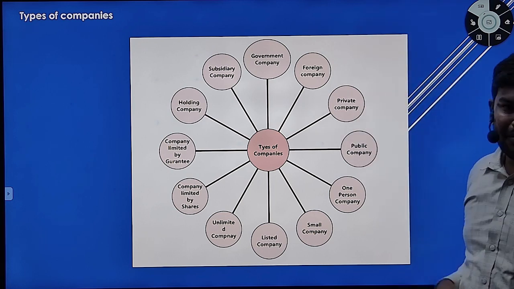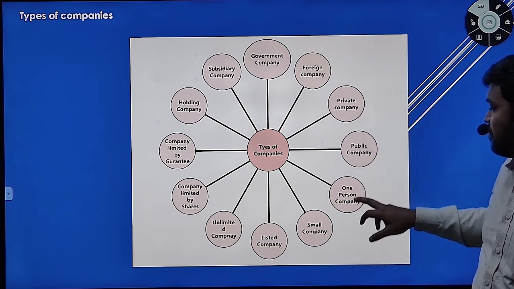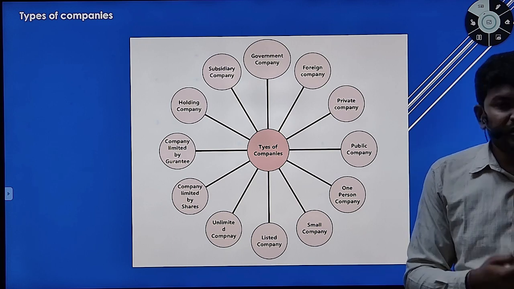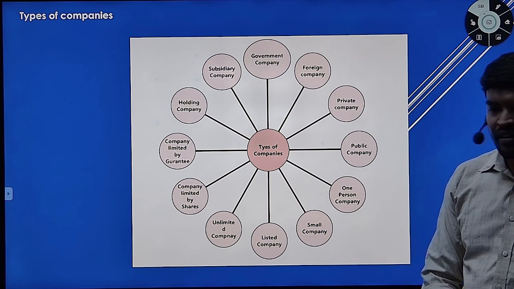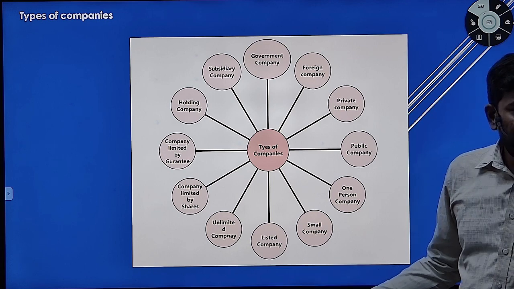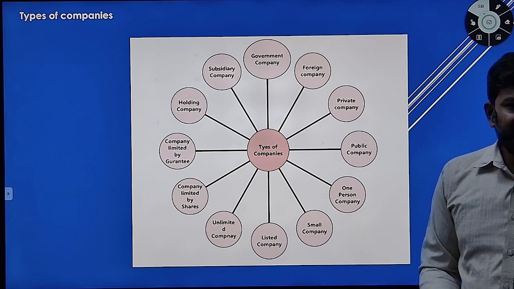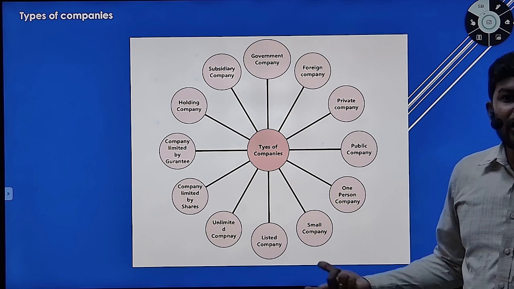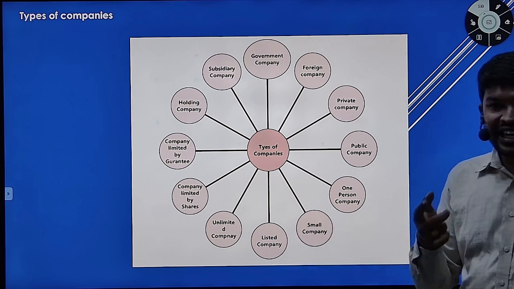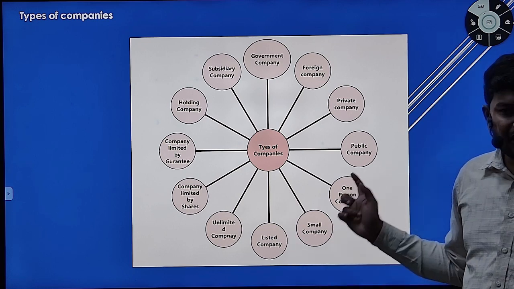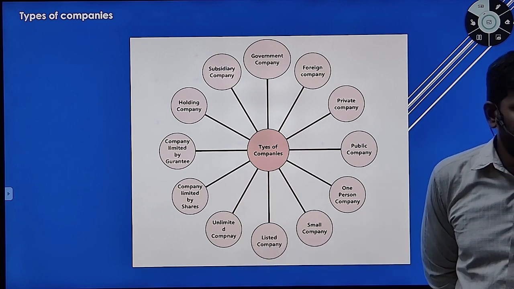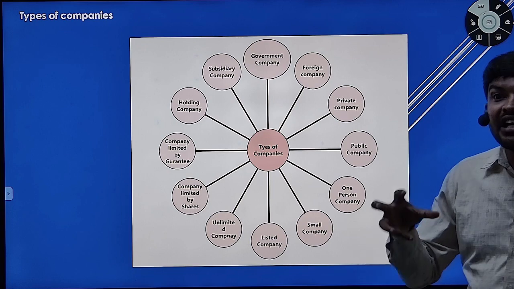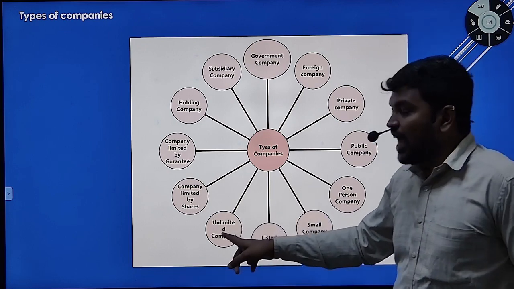Private company, I'll explain private versus public separately. One person company: one person can also start a company. That is also possible. Small company has paid up capital and turnover limits. Turnover in the sense of sales. If paid up capital is less than or equal to 4 crores and turnover is less than or equal to 40 crores, then it is a small company. Listed company: if the company is listed in any stock exchange, NSE or BSE in India, then it is called a listed company. Unlimited company.